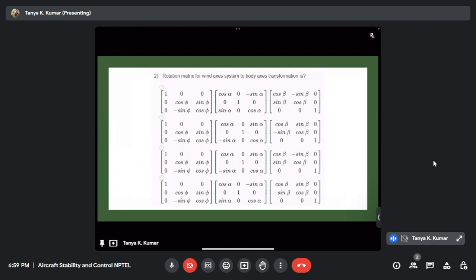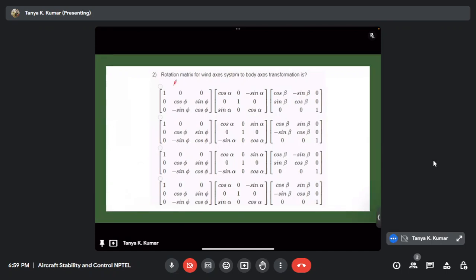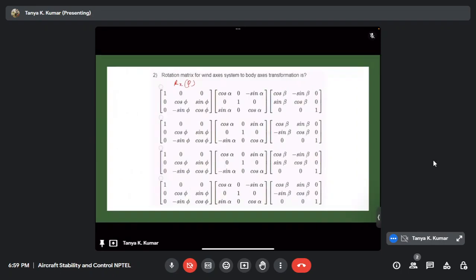The first matrix is the same, right? The first matrix is rotation about the x-axis by an angle phi, so this is Rx(phi). This is constant. Now you just have to concentrate on the other two axes, that is, about what axis you rotate alpha and about what axis you rotate beta. If you look at the equations carefully, you get it.